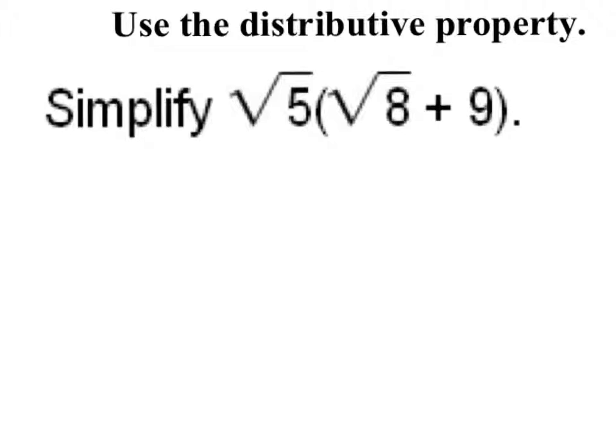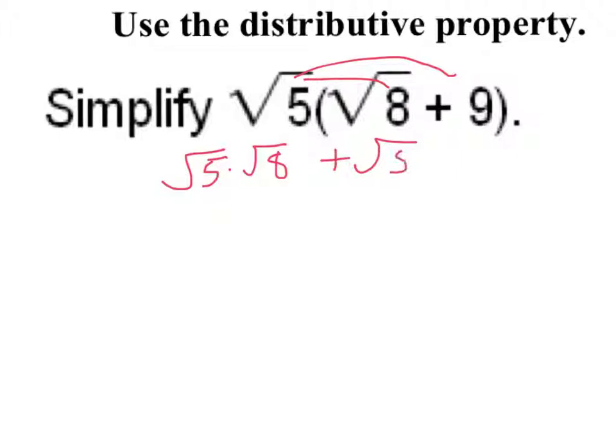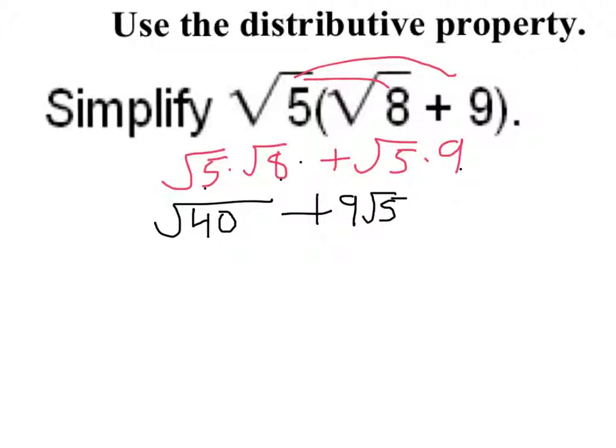So, same as before, you're going to do square root 5 multiplied to square root 8, and then you're going to do square root 5 multiplied to 9. Now, if you're multiplying a radicand to a radicand, they can share the same radical, and you can just say 5 multiplied to 8 is 40. That's the square root of 40. Plus, this will just be 9 square root 5. The 9 will go in front.